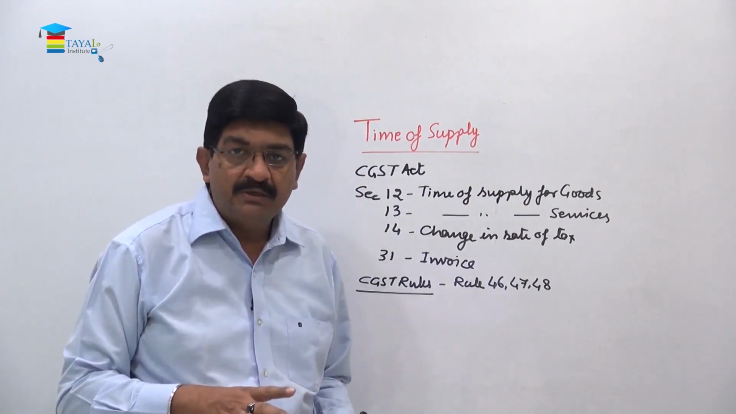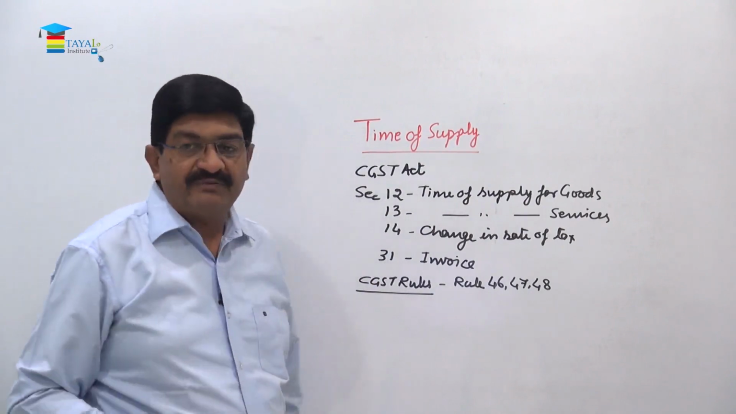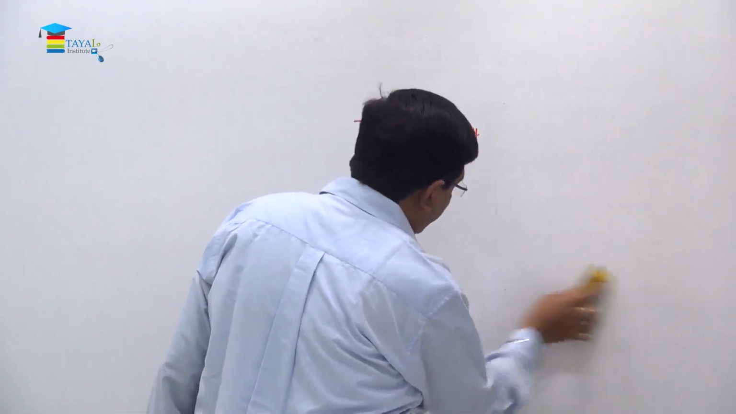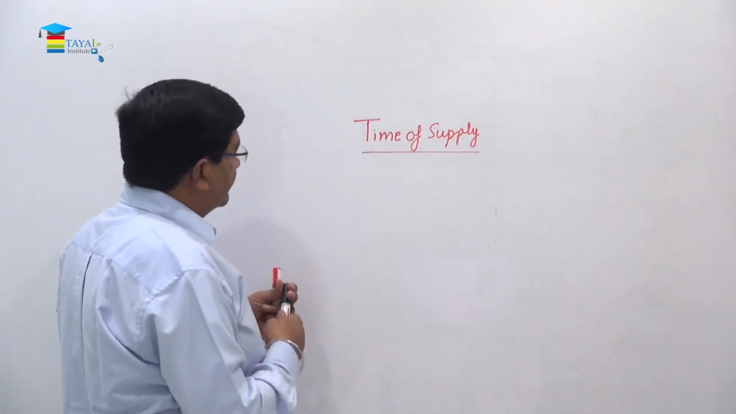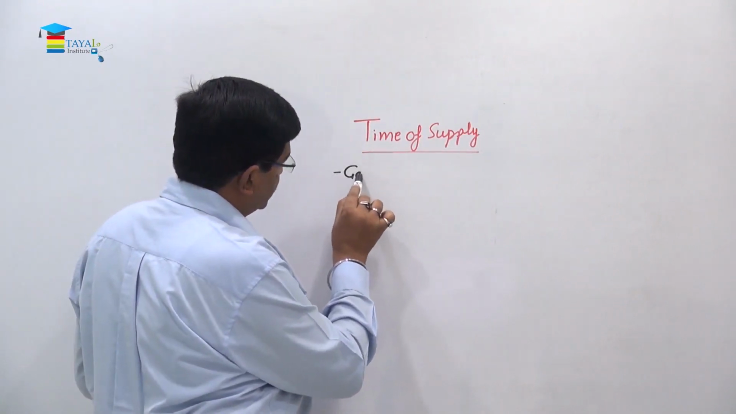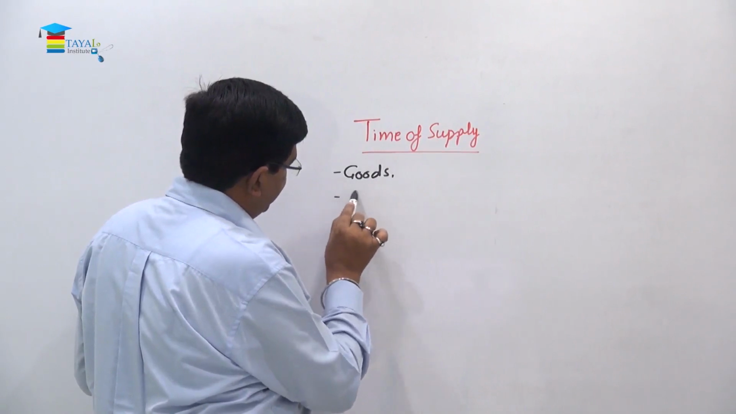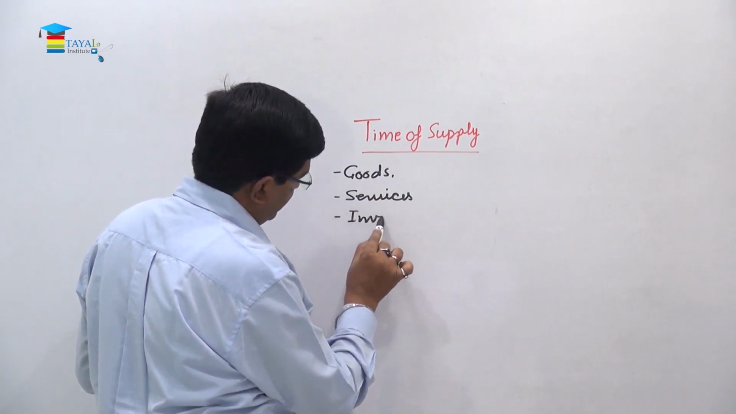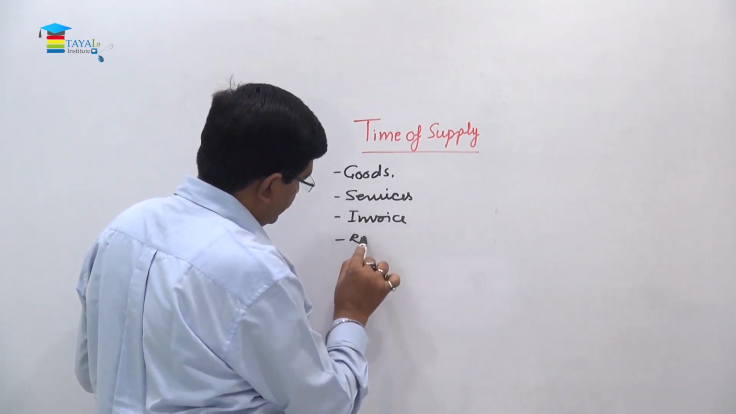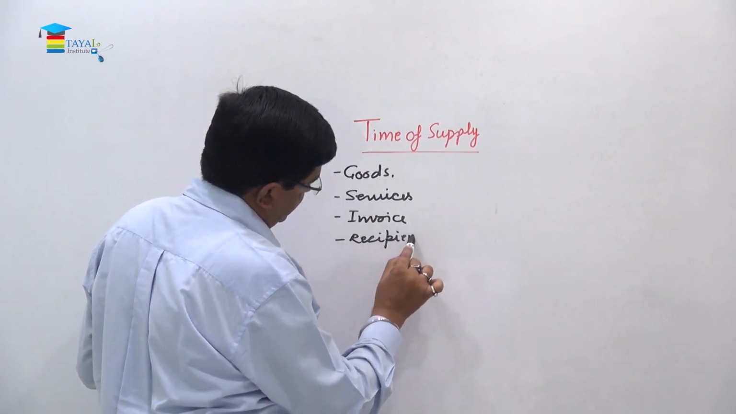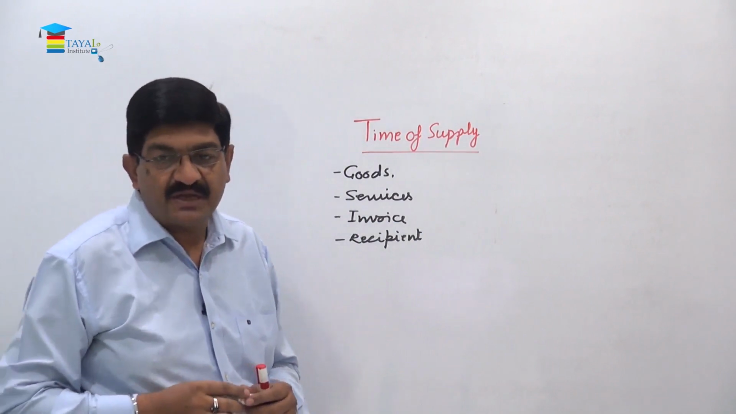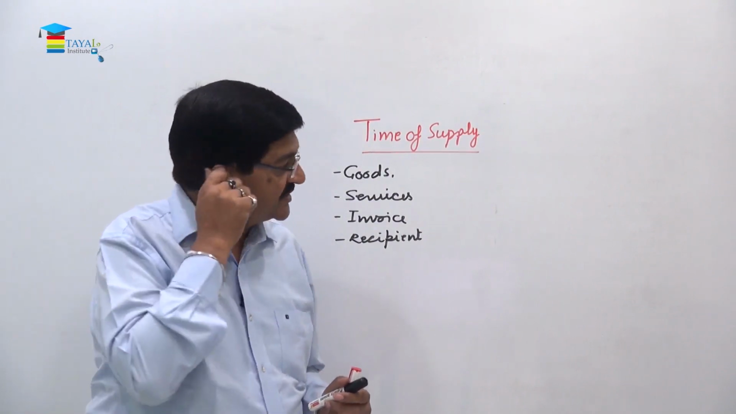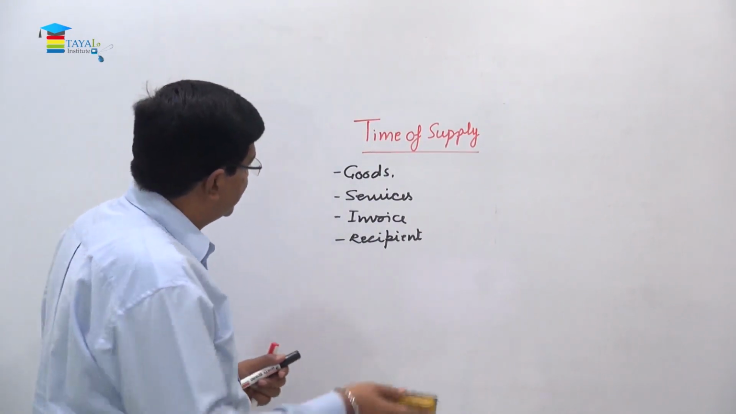So as usual, in this chapter also a few definitions are relevant, and most of the definitions which are relevant we have already done before. What is the meaning of goods? We already know what is the meaning of goods. What is the meaning of services? What is the meaning of invoice? Who is the recipient? These are a few definitions which are given in the chapter which we already know. But two definitions are important to understand which are specific for this chapter.